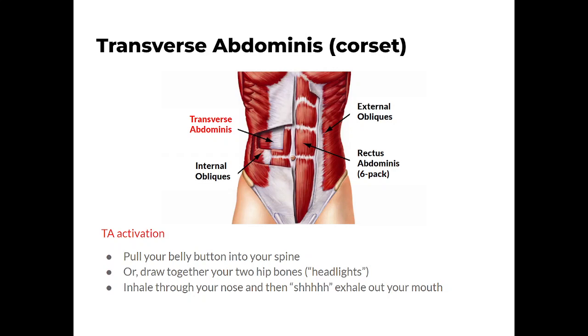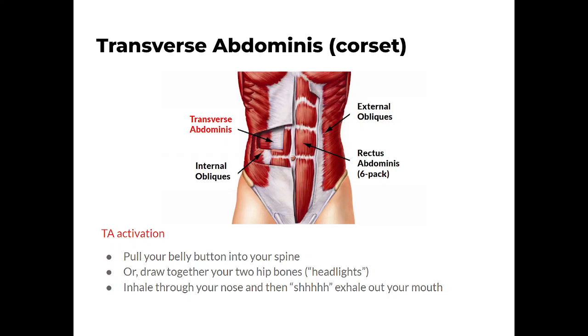So a couple cues that you can think of for this activation is pulling your belly button towards your spine. But I also like the headlights a bit better. So thinking like your two hip bones in the front, and you want to think of drawing those two hip bones together, again, without tucking or moving your pelvis or your spine at all. Blowing all of your air out, using the diaphragm and breathing actually is a huge contributor to activating this transverse abdominis.